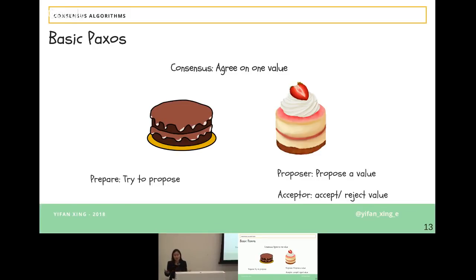So how do I do this? Let's say after this talk, we're all going to go out and buy one flavor. We have to choose between chocolate cake and cheesecake. We have to pick one. And as a group, we have to reach consensus. How do we do this as a group?